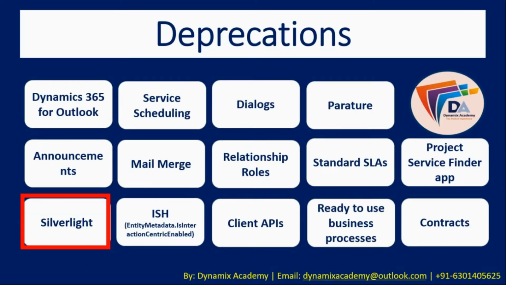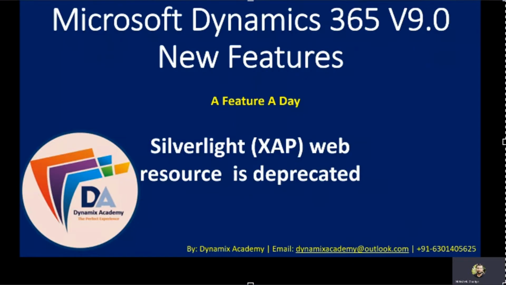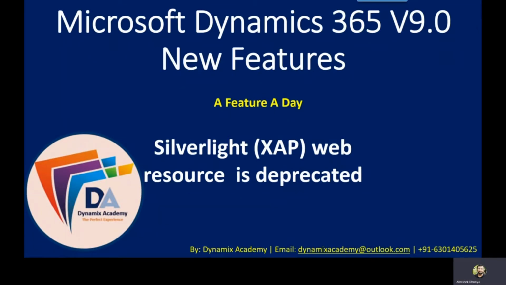And at the same time, we will also see the various deprecations that are going to happen with Dynamics 365 9.0 version release. So this series is going to be very much useful and informative. So let us now see the feature that we are going to cover in this video. In this video, we will see yet another major deprecation that has been announced with Microsoft Dynamics 365 version 9.0, which is Silverlight Web Resources.